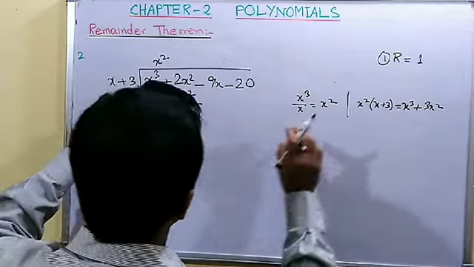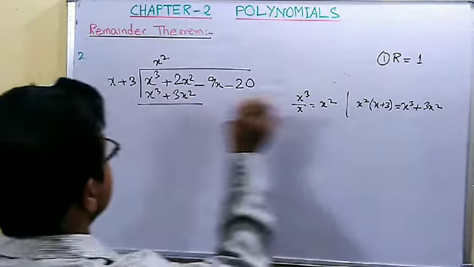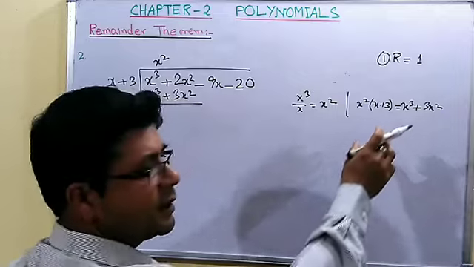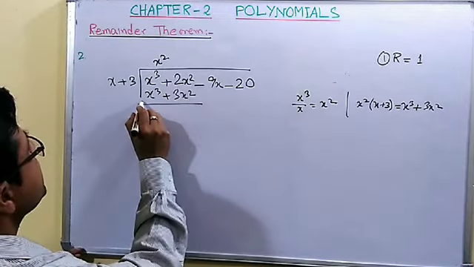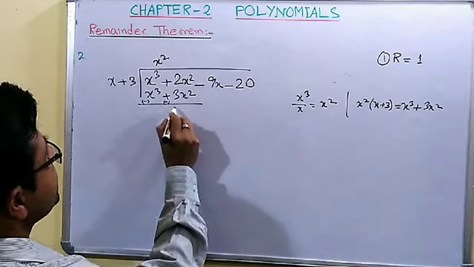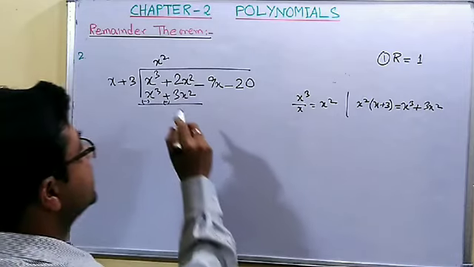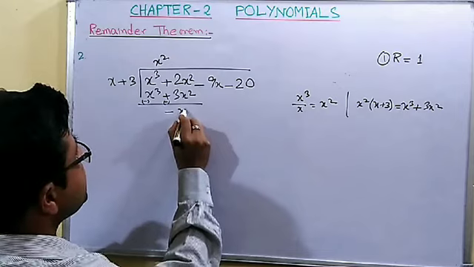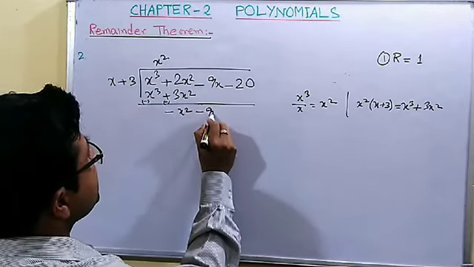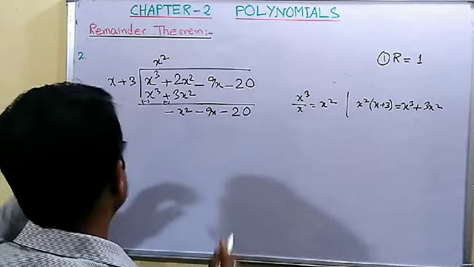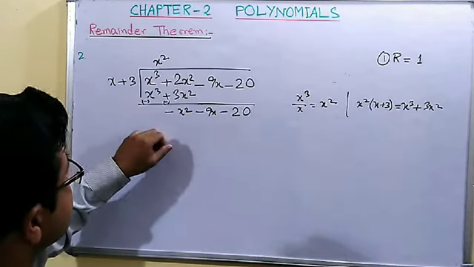After a few days you will be able to do it directly here. Today is the first day, that's why I am showing all the steps here. Now what is the next step? We subtract. So it will get cancelled and here it is minus x square. Let us write it. And it is minus 9x. This is minus 20.